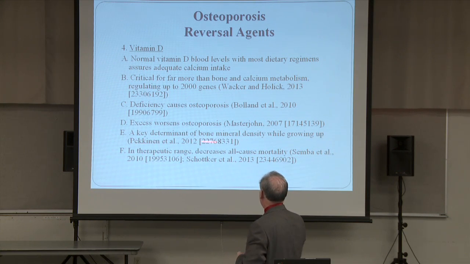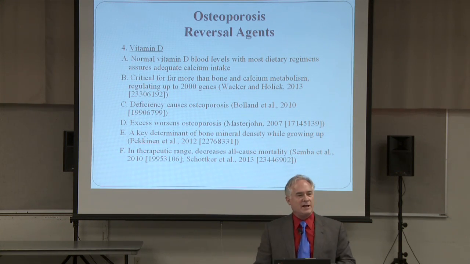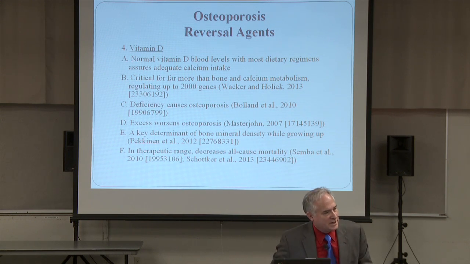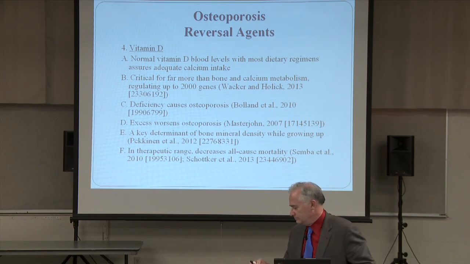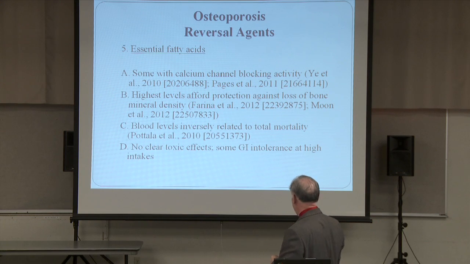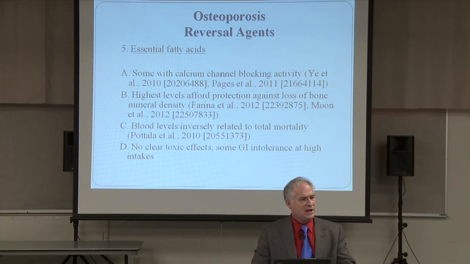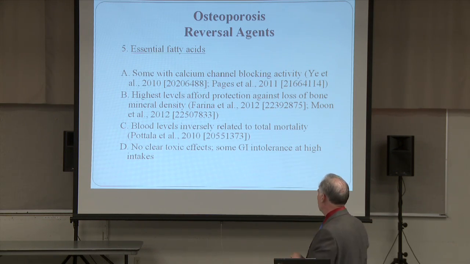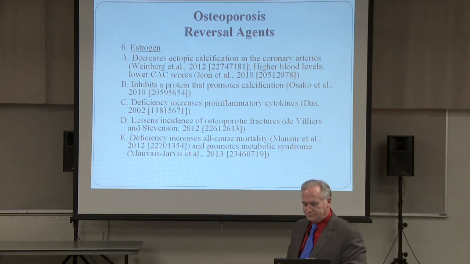Here's another of that theme. In the therapeutic range, vitamin D decreases all-cause mortality. Essential fatty acids. These are good too. They have calcium channel blockers, blocking effect. They afford protection against loss of bone mineral density. They too relate to decreased all-cause mortality, and they have no clear toxic effects other than causing GI distress at higher doses.